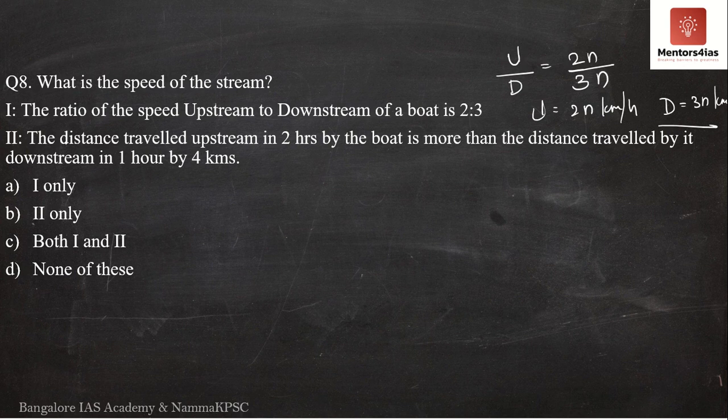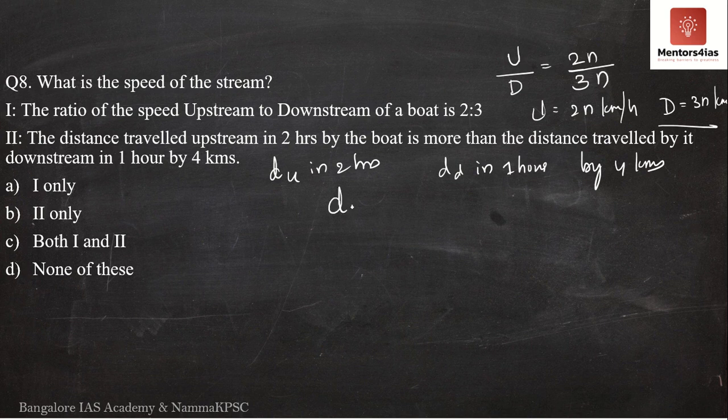So the question is saying the distance traveled upstream in 2 hours by the boat is more than the distance traveled by it downstream in 1 hour by 4 kilometers. By 4 kilometers, meaning what? The distance traveled upstream in 2 hours is equal to the distance traveled downstream plus 4 kilometers.